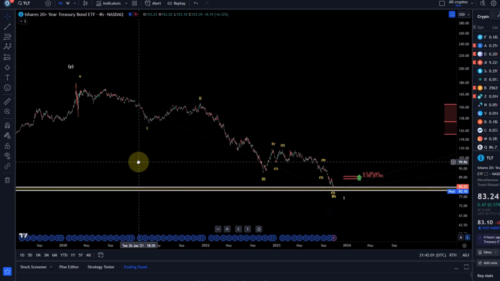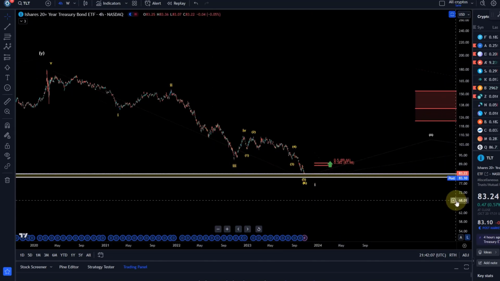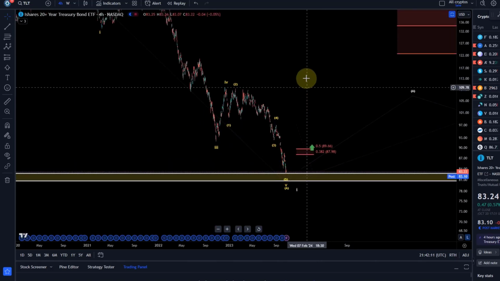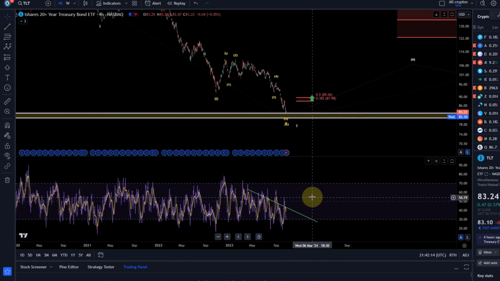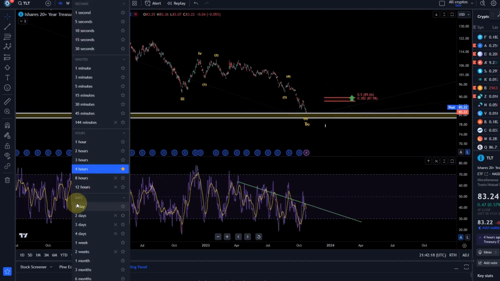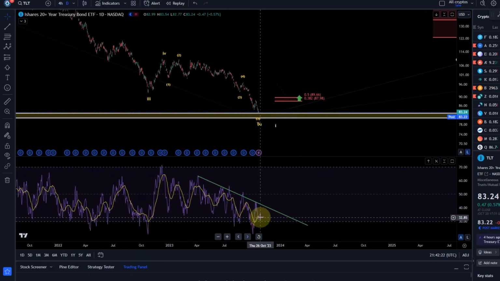First of all, because we have 5 waves down, so we're close to the end of this cycle. Yes, we haven't broken resistance yet, but we have arrived at critical support. And looking at the relative strength index, and I would like to go to the daily chart, I think we might see here a bullish divergence.